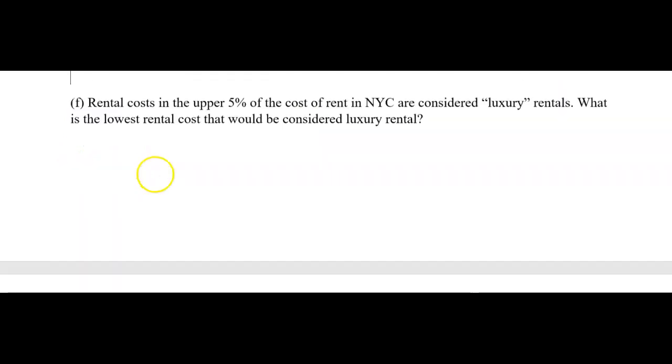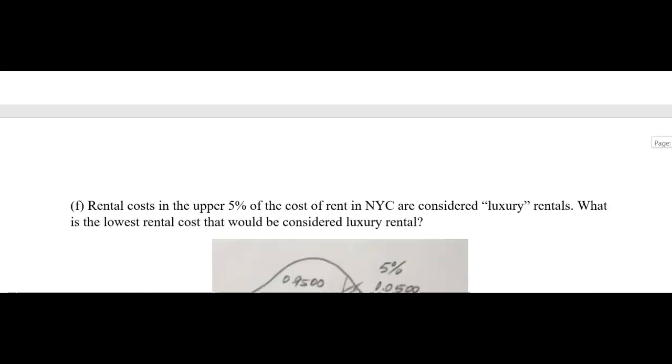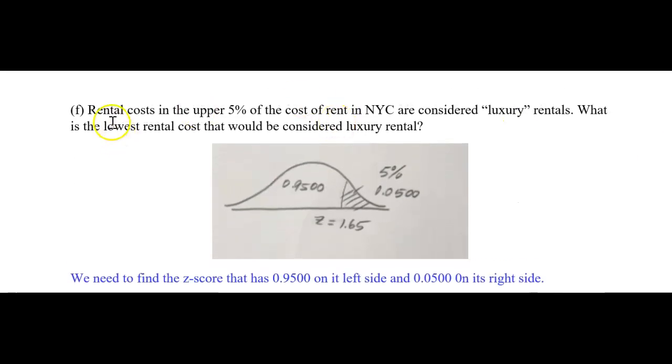So what's happening here with this question? Rental costs in the upper 5% of the cost of rent in New York City are considered luxury rental. What is the lowest rental cost that will be considered a luxury rental? So we need to find the z-score. They're asking us to find rent. What is the lowest rental cost? That means we have to use that X formula that I gave, right? First, we need to find the z-score. What z-score has 95% to its left and 5% on its right?